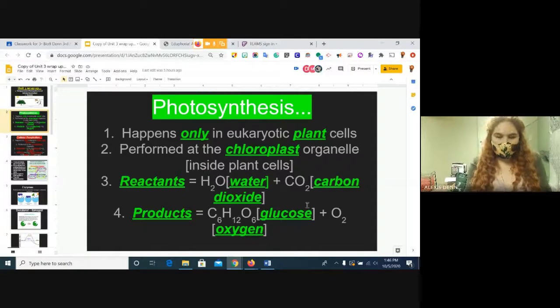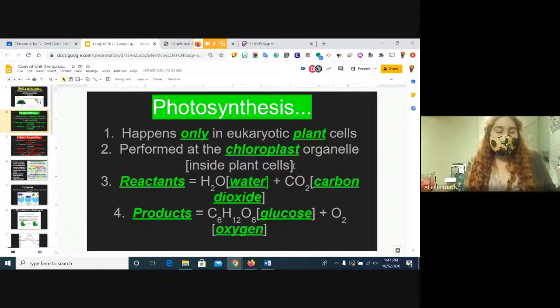The reactants, what plants need to perform photosynthesis, make a lot of sense when you think about it. They need water. And how do they get water? Well, everyone knows that plants suck up water from the roots. If you see a droopy plant, what do you do? You water it. You see a dying plant, what do you do? You water it. They need that water to help perform photosynthesis.